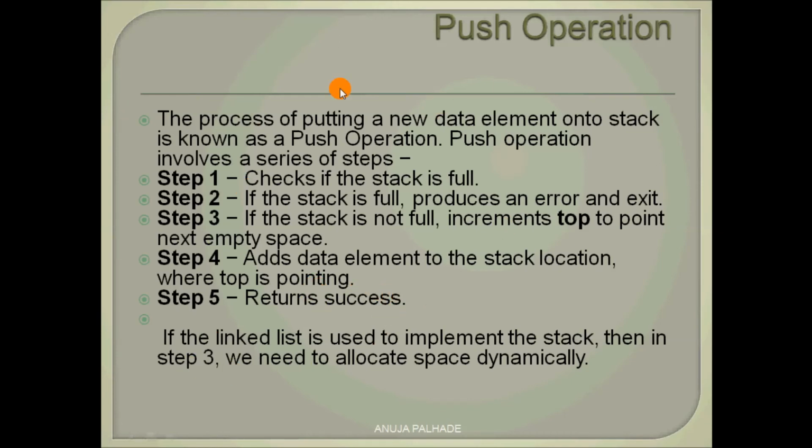This is what it is all about for the array, but what about the linked list here? These steps we have to follow for the linked list also, but in step 3 we need to allocate the space dynamically here. Like an array, when we initialize an array, all the memory boxes are allocated directly, but this is not the case with the linked list.